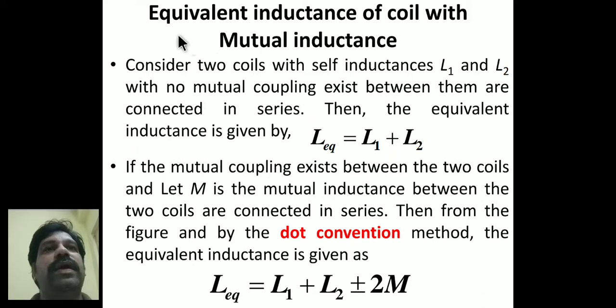So, the equivalent inductance of the coils with mutual inductance. In the absence of mutual inductance, the equivalent inductance when the coils are connected in series is L equivalent is equal to L1 plus L2. If the two coils are connected in series with dots and a mutual inductance exists, then by the dot convention method we can write the equivalent inductance value as L1 plus L2 plus or minus 2M, where plus stands for series aiding and minus stands for series opposing.